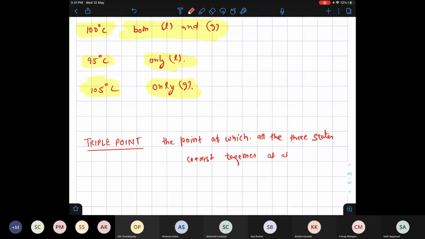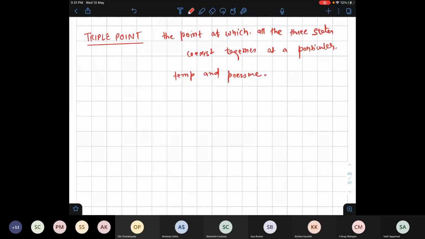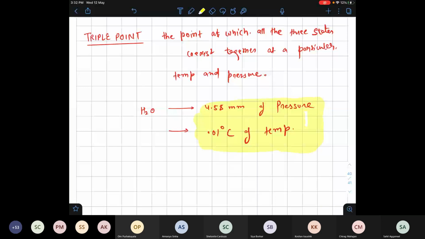At a particular temperature and pressure. 4.58 mm of pressure, 0.01 degree centigrade of temperature. इस पर वाटर का ट्रिपल पॉइंट एग्जिस्ट करता है. It is just an information, you can remember it.